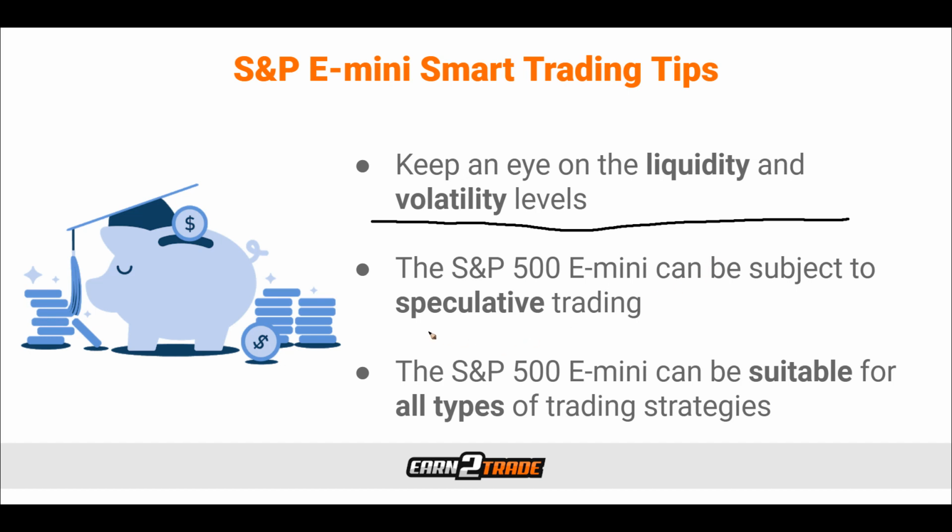Our second tip is that the S&P 500 E-mini can be subject to speculative trading. Since the E-mini is one of the most popular investable instruments worldwide, it is also a preferred environment for market manipulating traders or speculators. One of the most notable examples would be the flash crash that occurred in 2010 when a single seller sold more than 75,000 E-mini contracts.